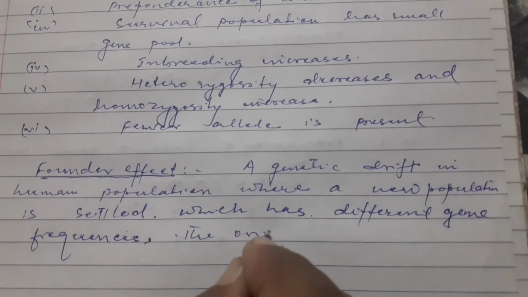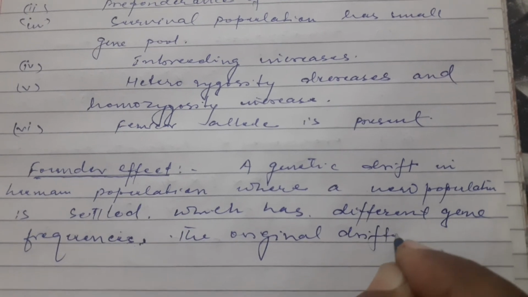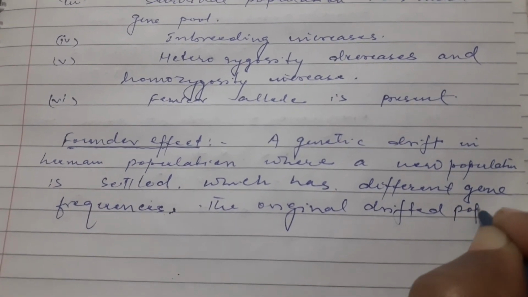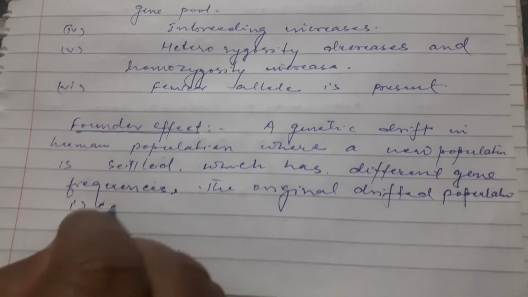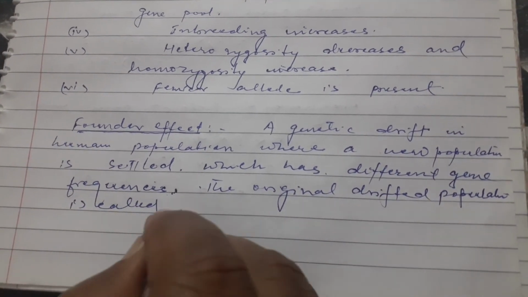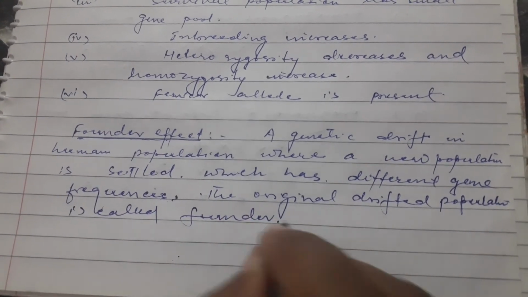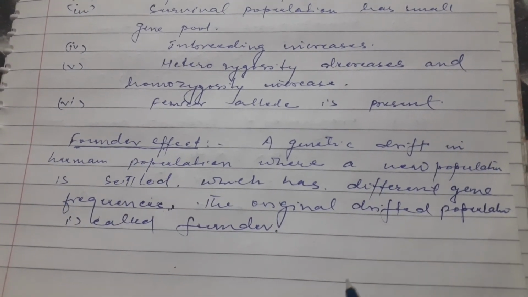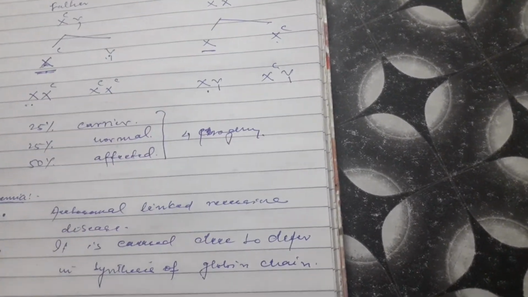The original drifted population is called the founder, and this effect is known as founder effect. It can be easily explained by this example.